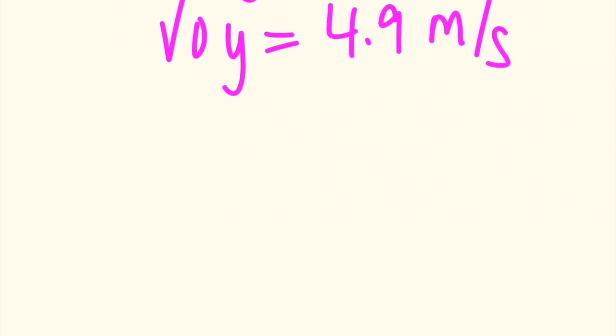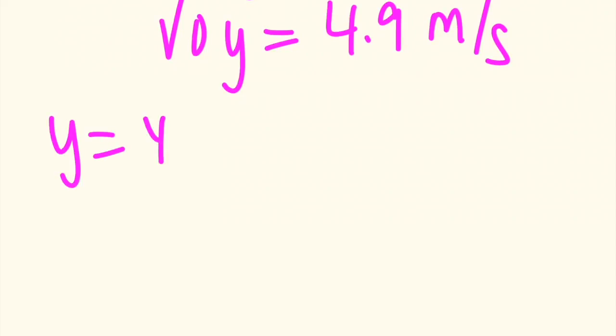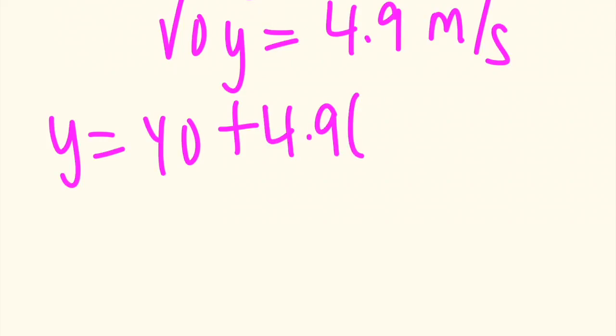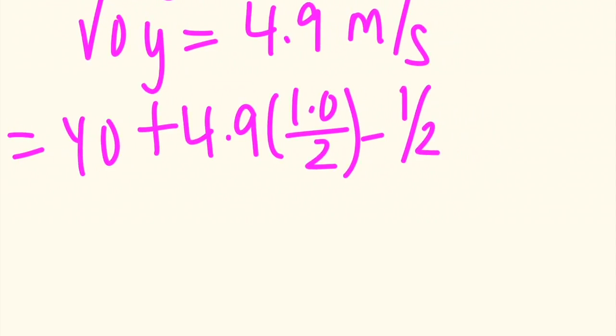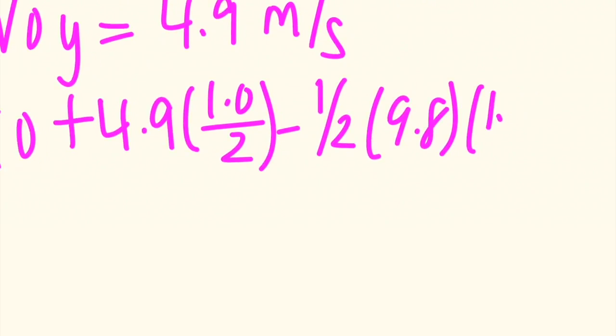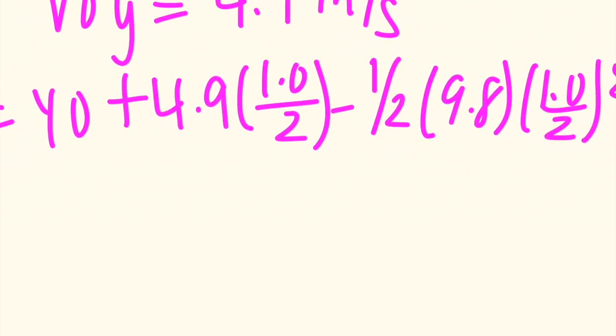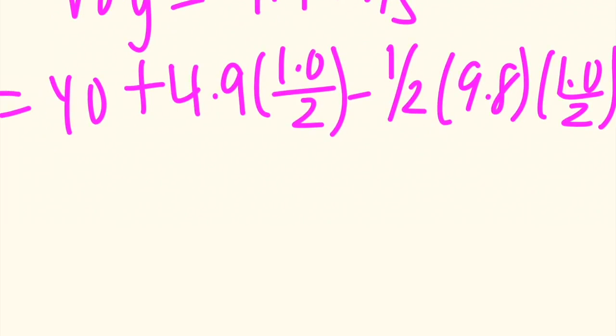After that, we would put it into our formula, so it would be y equals y naught plus 4.9 times 1.0 divided by 2 minus 1/2 times 9.8 times 1.0 divided by 2 squared. We would also use 1 divided by 2 since it's the maximum height, so it would be the midpoint.